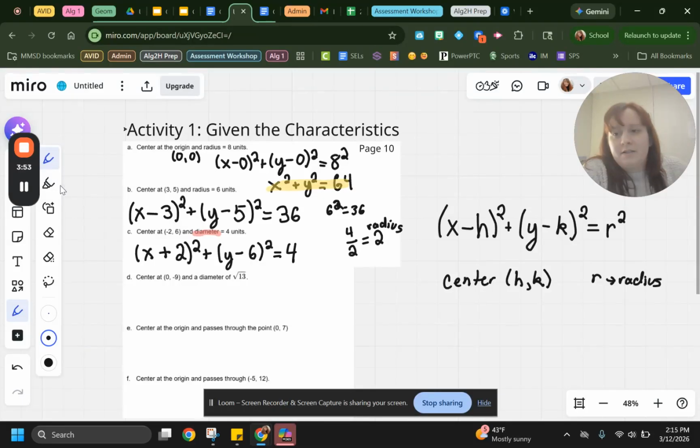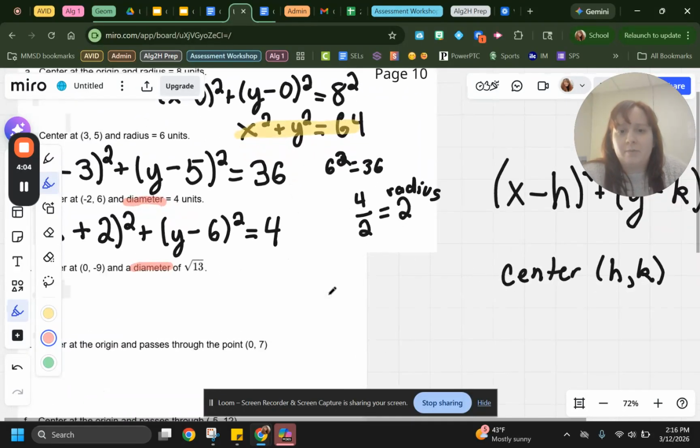Now, this next one also uses the diameter. But now our diameter is the square root of 13. So I'm going to be doing a little extra work here. I'm going to actually zoom in just a little bit so that I can write a little bit better and kind of move us over.